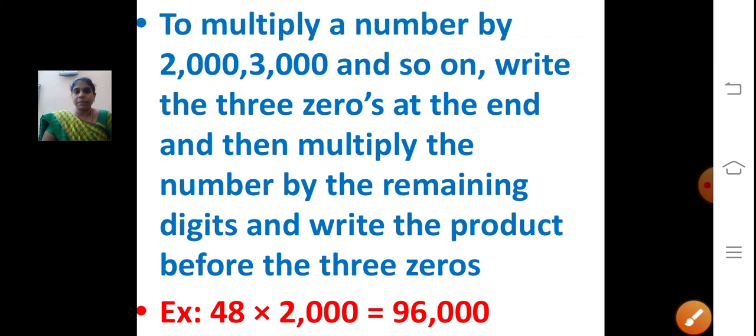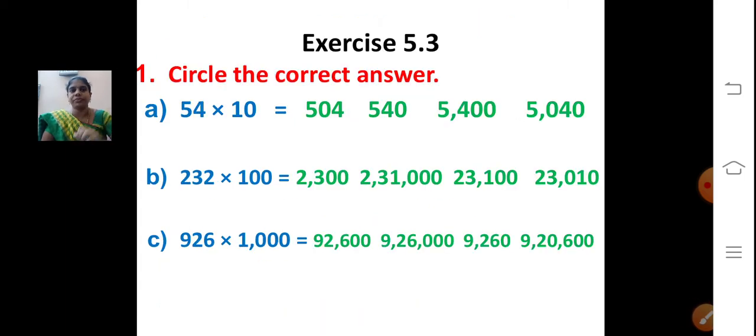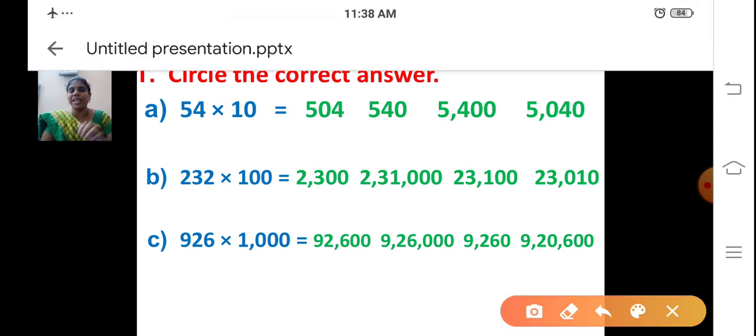So, you know how to multiply a number by 10, 20, 30, right children? So, we'll see some examples now. Exercise number 5.3. If you have the book, you do it in the book itself. No need to do it in the classwork. Circle the correct option. A, 54 into 10. 4 options are given. Which is the correct option? 54 into 10, what will be the answer?